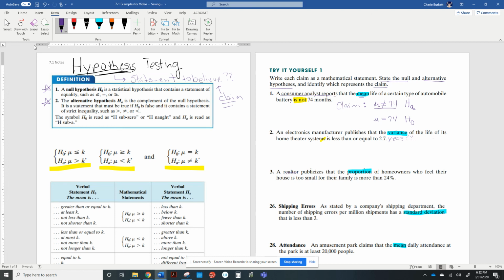I'm going to stop right here. Go ahead and look at this and see if you can do this one before you watch my next video. Write the word claim down, see if you can use the right symbol for the word variance, and then see if you can use the right mathematical symbol for is less than or equal to 2.7. And then that's where we'll start the next video.